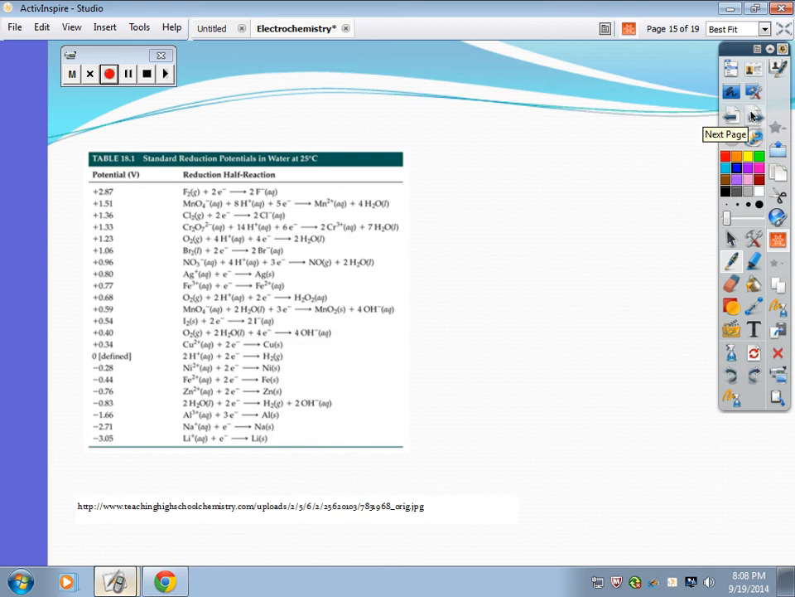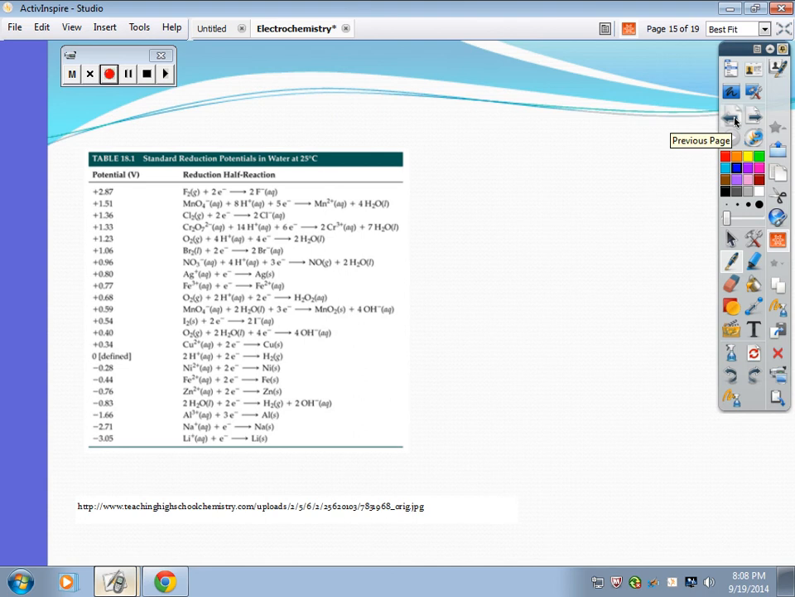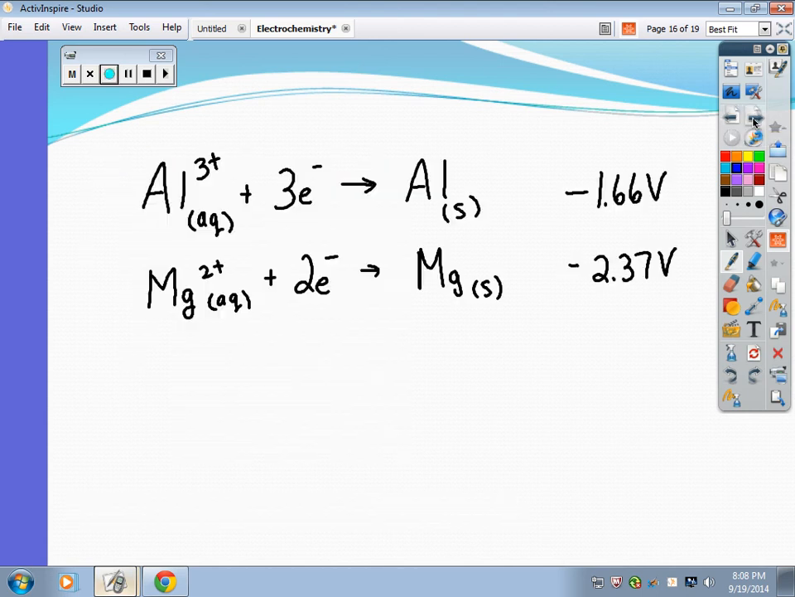Let's try another one. This is the standard reduction potential chart, and right now I'm going to do an aluminum cell. Here's aluminum, and magnesium. And magnesium's not on this. Of course it's not. So I've copied up a bigger standard reduction potential chart. And if you notice, both of these are negative. Uh-oh. And the electrons don't match.